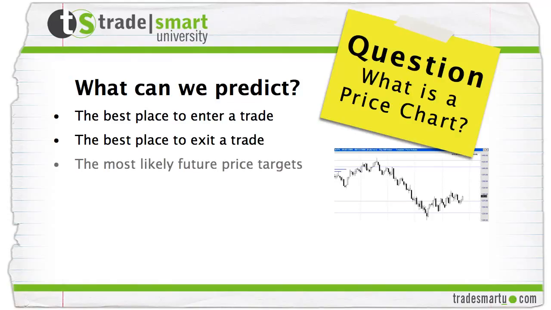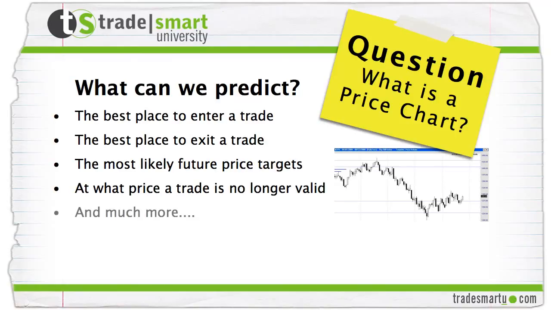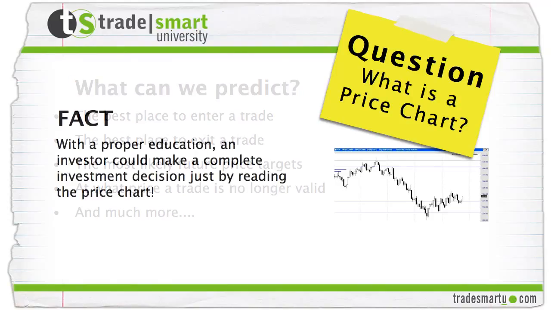It gives us the most likely future price targets. So once we get into a trade, we not only know when to get out, but we have an idea before we ever get into the trade what our future price targets and profits may be. It also gives us an insight into when the trade is no longer a valid trade. Thus, we need to cut our losses and get out of the trade and look at a different way of placing that trade. There's also a whole lot of other stuff that we can pull from the price chart, but these are the most basic elements of what you're going to be using the price charts for.